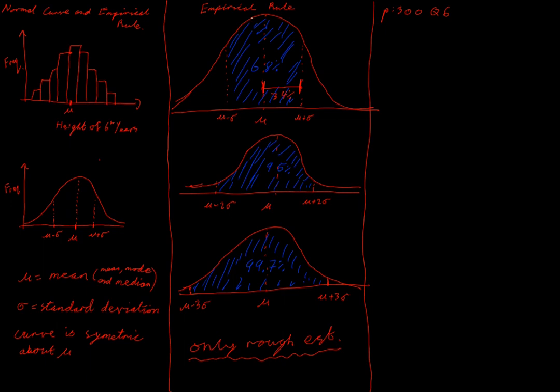Because this is a symmetric graph and 68% are within plus or minus 1 standard deviation from our mean. That means that half of it must be above the mean and half of it must be below. So half of 68% is 34%. And likewise with our other 2 graphs here, we know that half of this group is going to be above the mean and half is going to be below the mean.